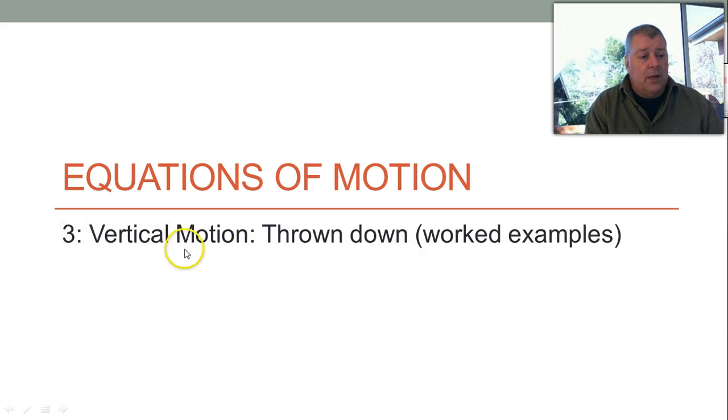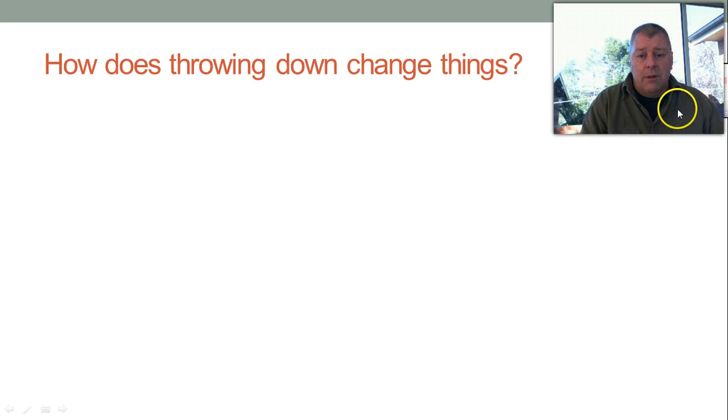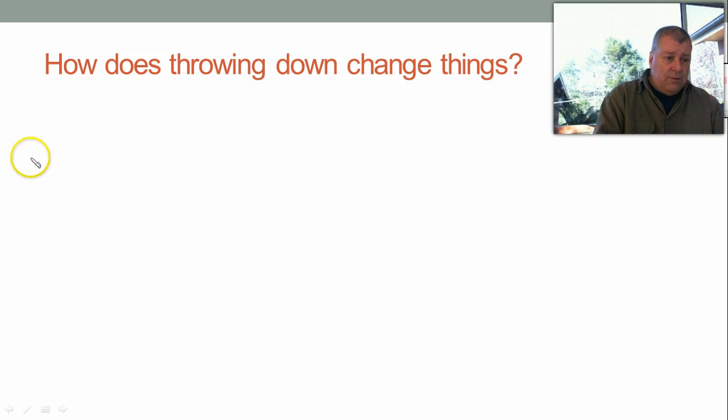This is video 3, looking again at vertical motion, but this time we're going to throw things down. Last time we were just looking at dropping things. How does throwing things down change things? Well, it means that we have an initial velocity.